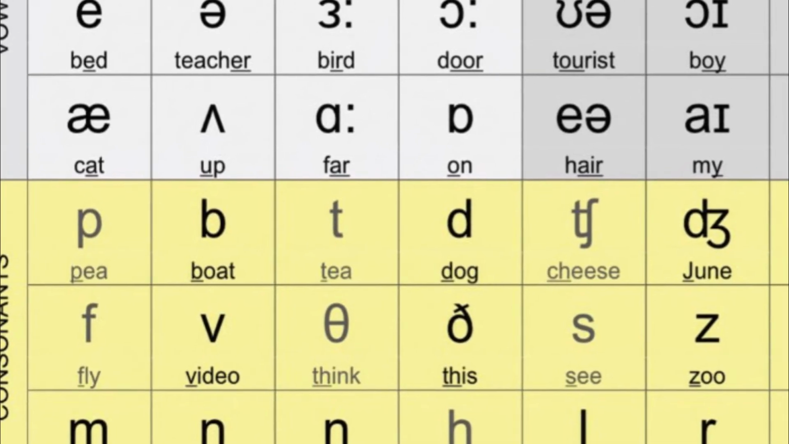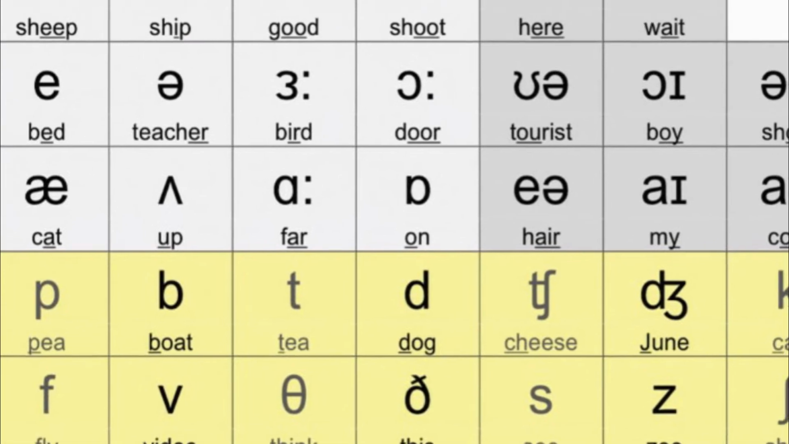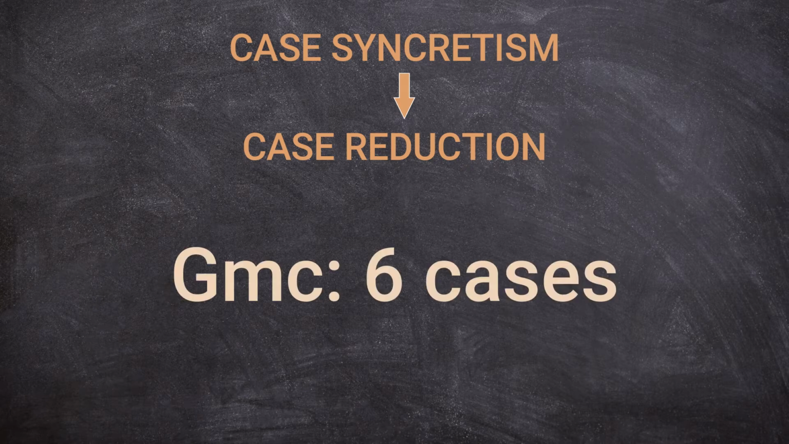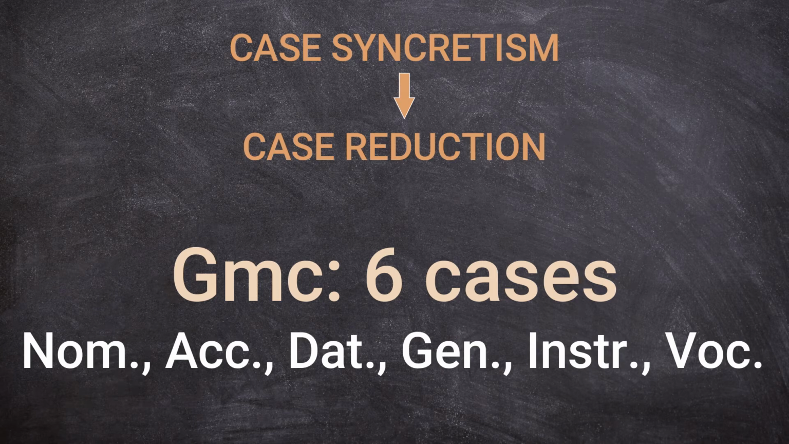In Germanic, there was a tendency to reduction of case inflection, called case syncretism, which is something that is affecting Indo-European languages still today. As a result of the phonological and morphological phenomena we were speaking about in the previous videos, some cases were grouped into one, and the number of cases was reduced. Germanic maintained 6 of them: nominative, accusative, dative, genitive, instrumental, and vocative. But no Germanic language preserved all 6 cases.